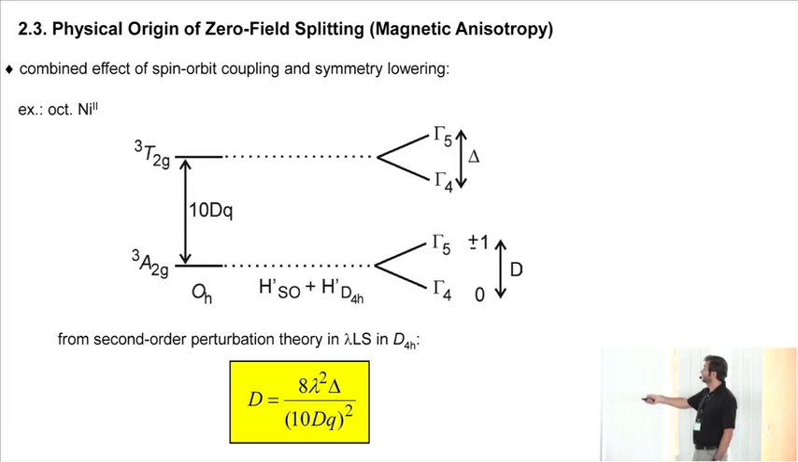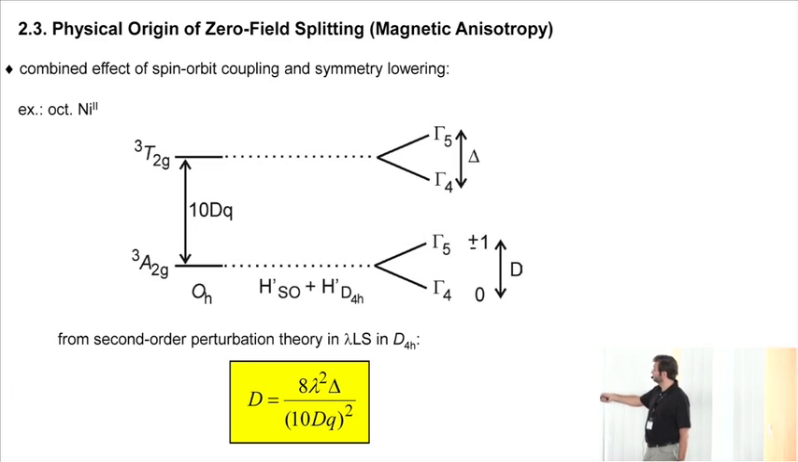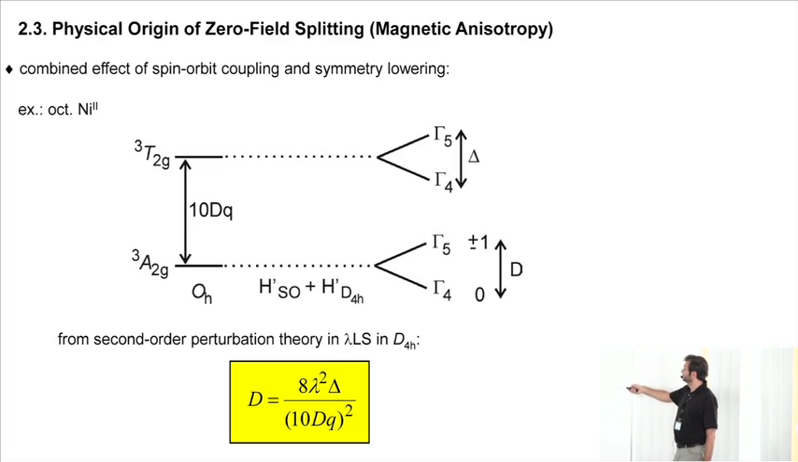into a component which can be described by Ms equals 0 and a component which can be described by Ms plus minus 1. And the energy difference is the zero-field splitting. In ligand field theory, that gives you a very simple equation for D. And this is a simple equation for D.